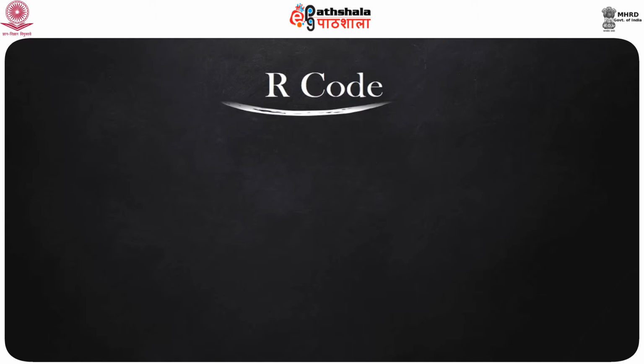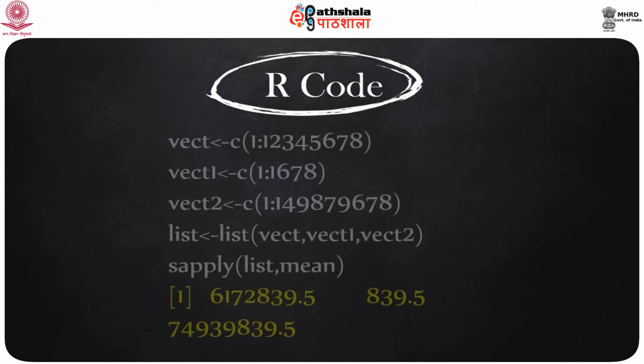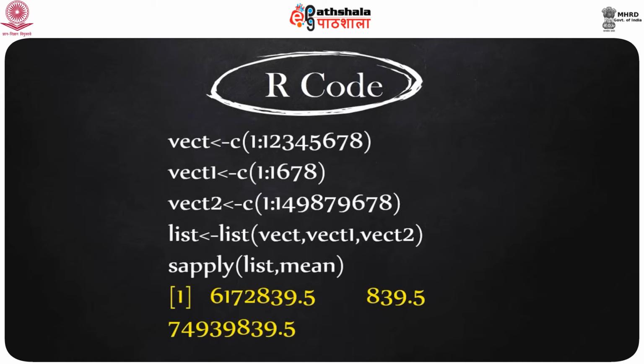Now let us consider another aspect of these two functions. Suppose we have 3 vectors containing a large number of elements. These are vect, vect1 and vect2 as they have been defined here. Now we are putting these 3 within a list, and here is the list that we are coming up with. Now suppose we want to find the means of these 3 vectors at a time. So we are taking the help of these two functions, sapply and vapply.